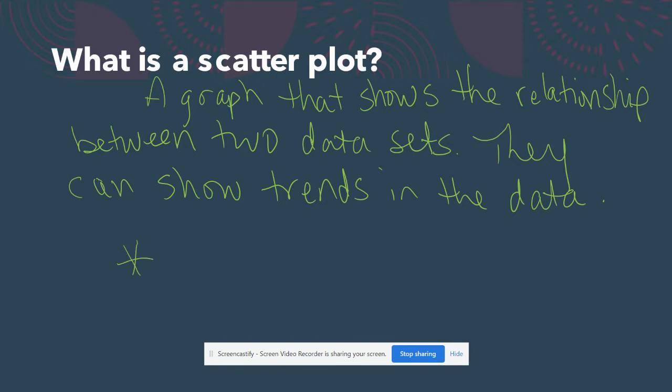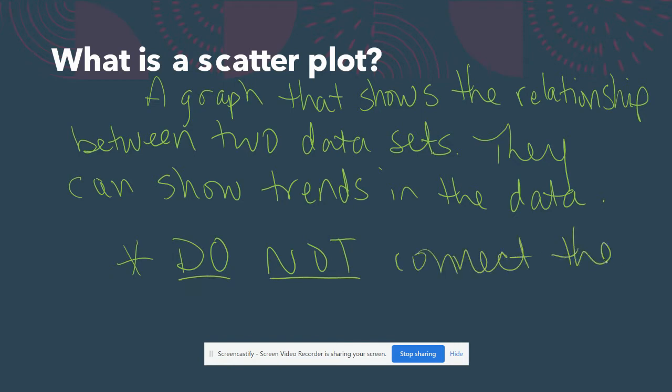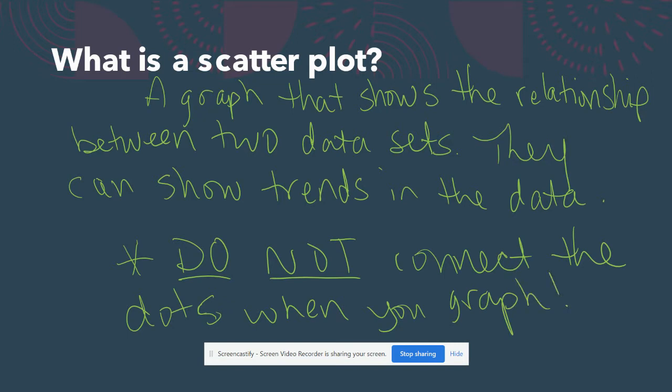And probably one of the biggest things here to remember is do not connect the dots when you graph. We're so used to plotting points, which we'll be doing, and connecting the dots. But for scatter plots, we do not do that. So let's take a look.